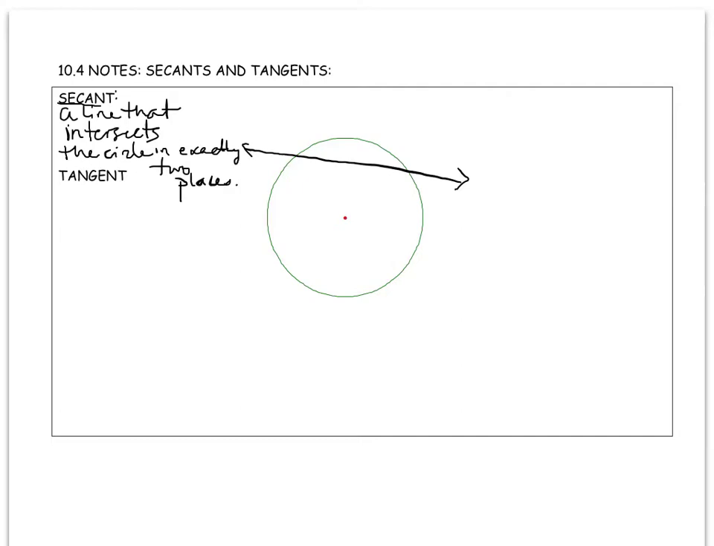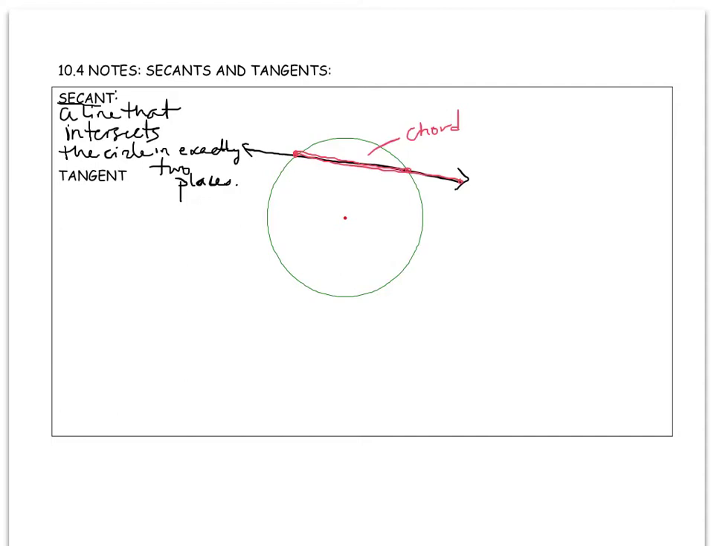So sometimes I talk about a secant segment, which might be from one of those points of intersection out to another point on that line. I can really choose any secant segment I want. If I choose just the interior part of that secant segment, what I have is a chord.